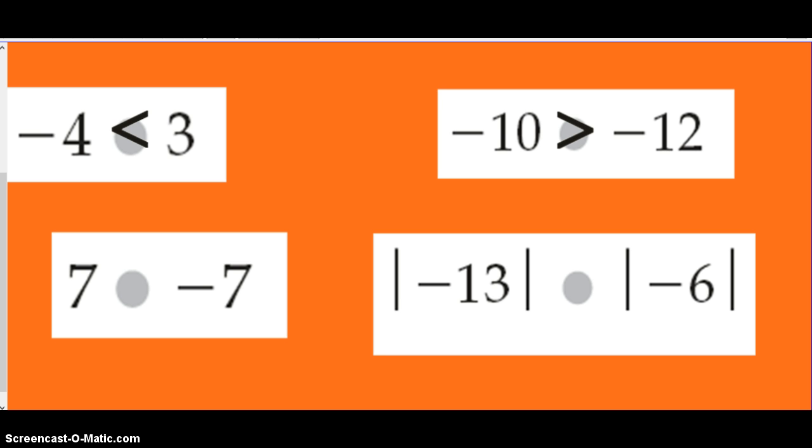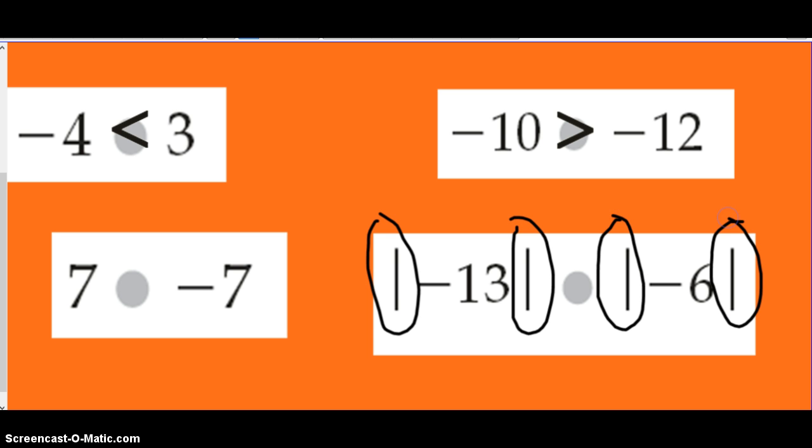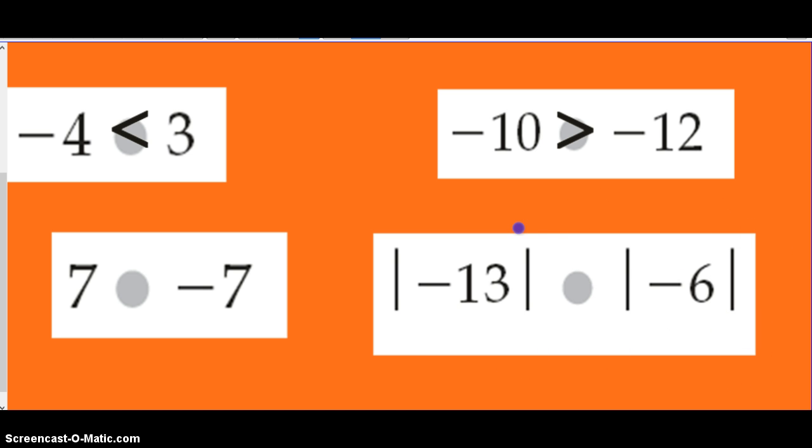And we have these funny little symbols on this problem right here. We've got -13 and we've got -6 inside these brackets. Those little brackets are what's called absolute value signs. So when we're looking at absolute value signs, what we're talking about is the value of the number inside without the negative sign. How far away is that number from 0?